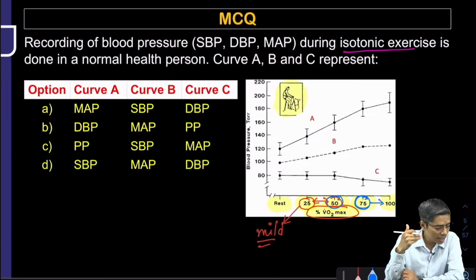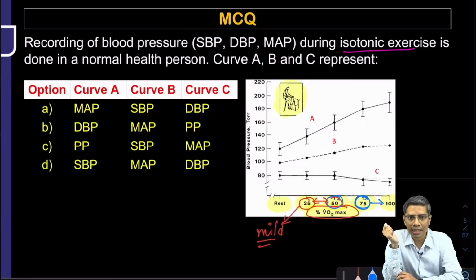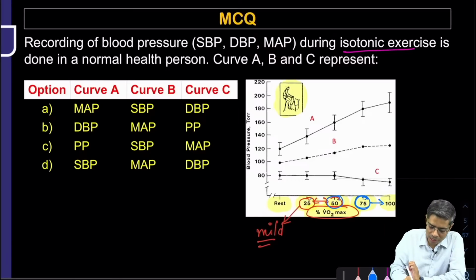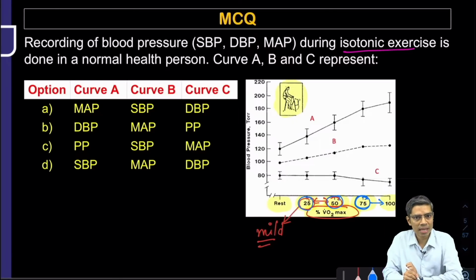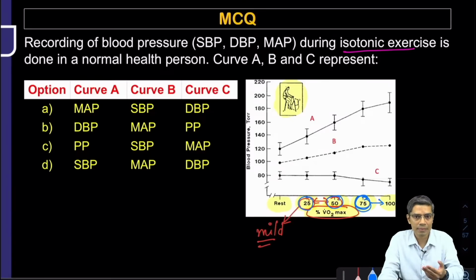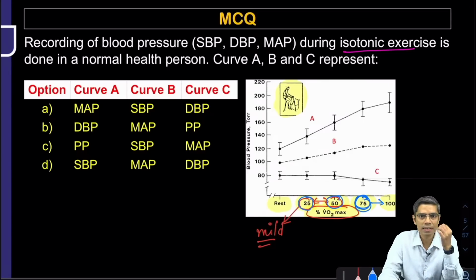So this is the grading of exercise according to WHO criteria, which you have to remember. Less than 25% of VO2 max is mild exercise, 25 to 50 is moderate, greater than 50 to 75 is heavy exercise, and greater than 75 is very heavy or severe exercise. So these are the 4 types of exercise grading.